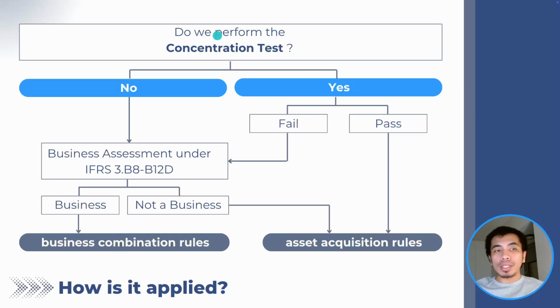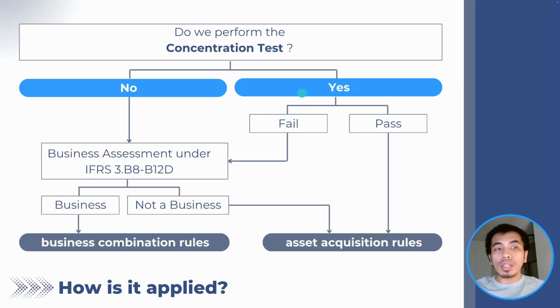So what happens then if we say that, okay, I want to perform the concentration test? We answer yes. There are two scenarios that you have. You either pass it or you fail it. If you pass the concentration test, you go straight to the asset acquisition rules. It is that easy. You don't have to perform the business assessment under IFRS 3.